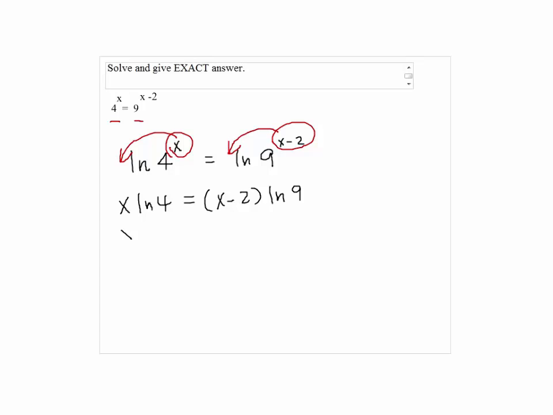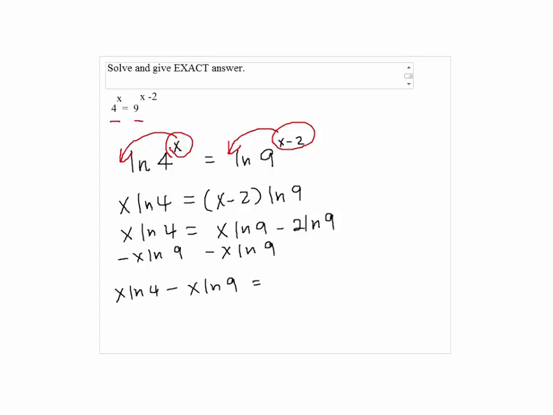Solve and give exact answer. 4 to the x power equals 9 to the x minus 2. Since we cannot make the bases the same, we have to use the ln method. So first, we're going to take ln on both sides. When you take ln on both sides, the exponent drops in front. So we have x ln 4 equals x minus 2 times ln 9.